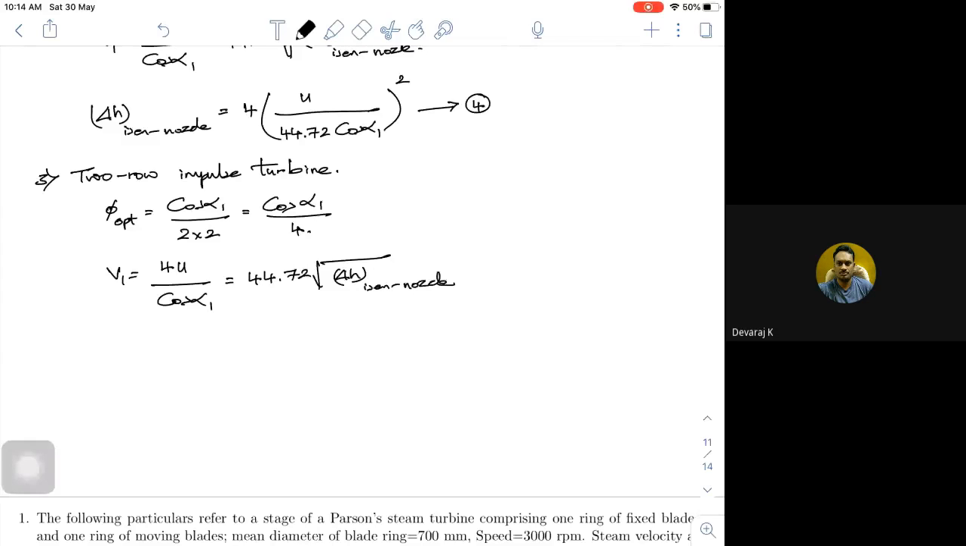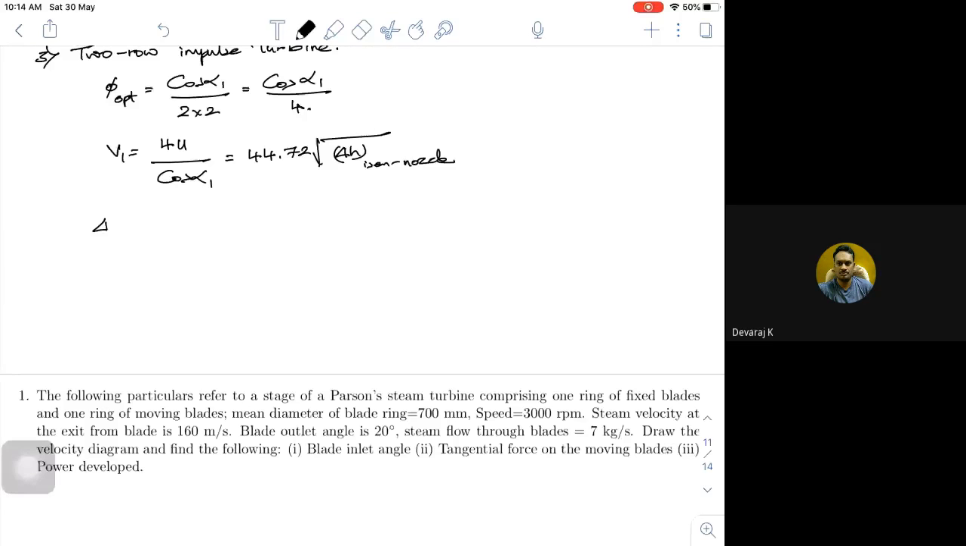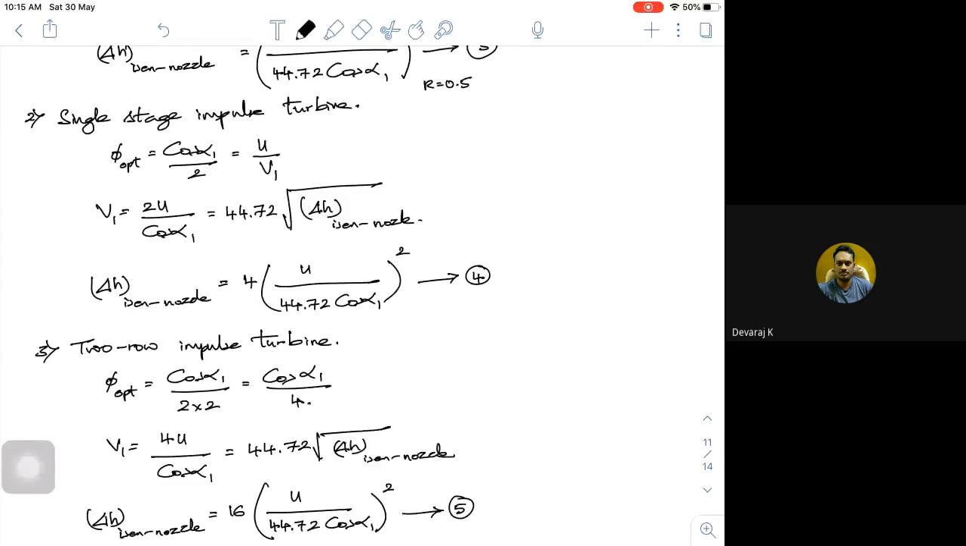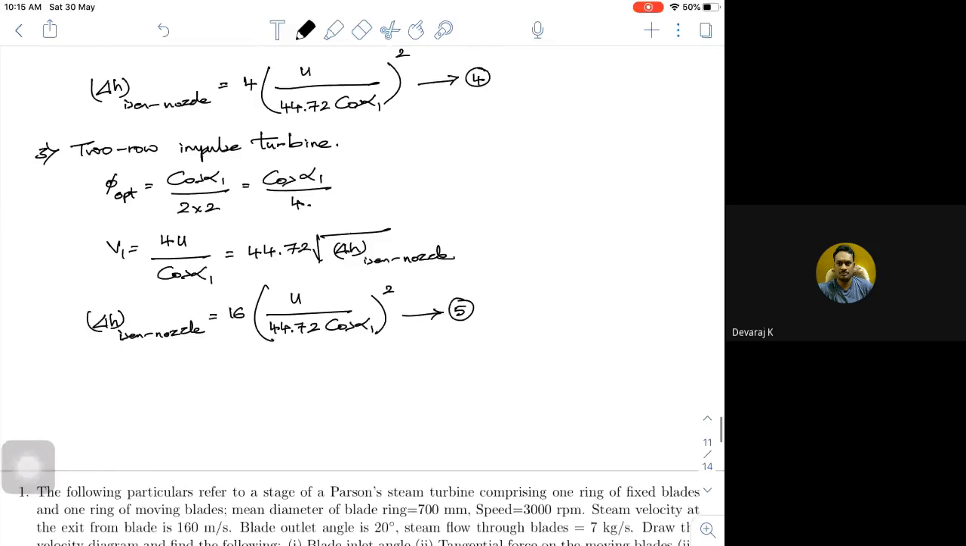Fine. Now if I try to obtain the expression for the nozzle, this will be 4 square, that is 16 into U divided by 44.72 cos alpha 1, whole square. So this I am calling equation number 5. If you closely observe, compared to the single stage, it is 16 times for a 2-row Curtis or a 2-row impulse turbine.